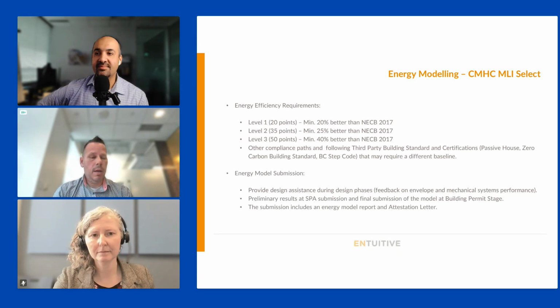modeling results and process. So what do you need to do for energy modeling in order to get your application approved? There is design assistance during the design phases for the energy modeler to provide some feedback and/or an envelope specialist who's sort of part of that team. The preliminary results go in at the SPA submission, and there is another final submission at the building permit stage. So there's sort of like two submissions there.